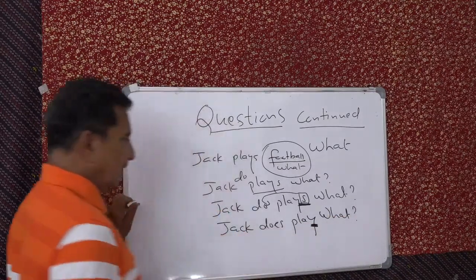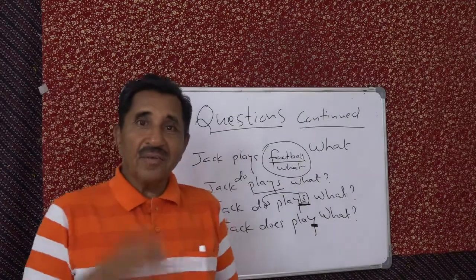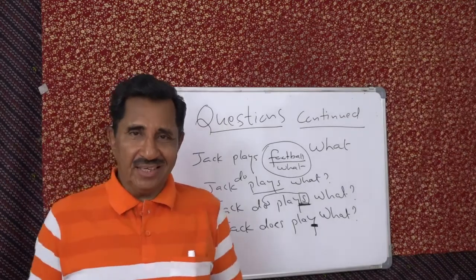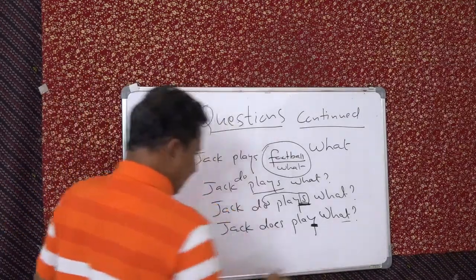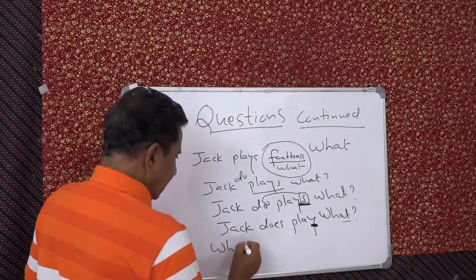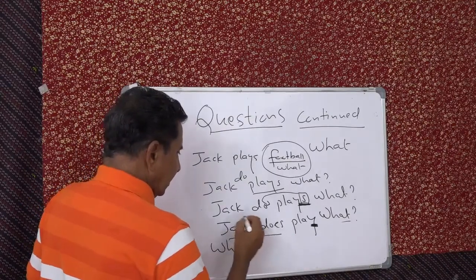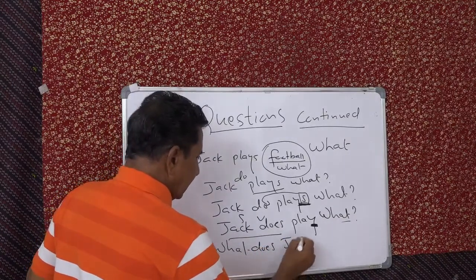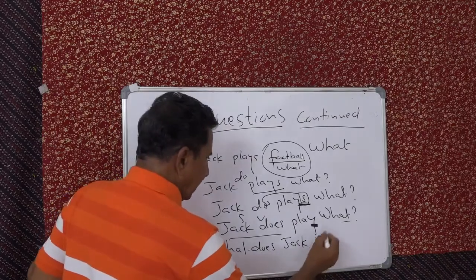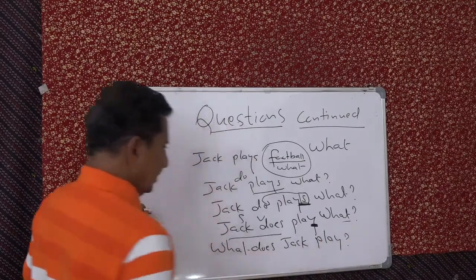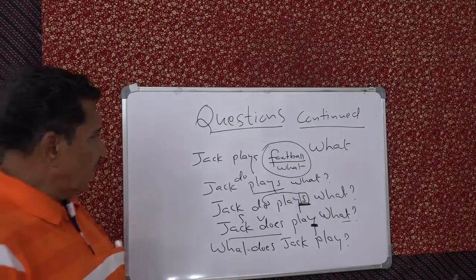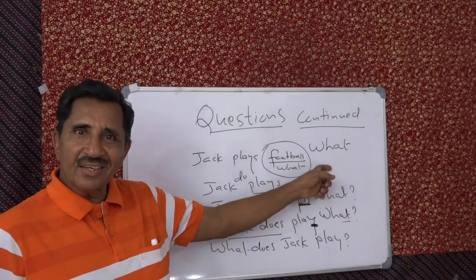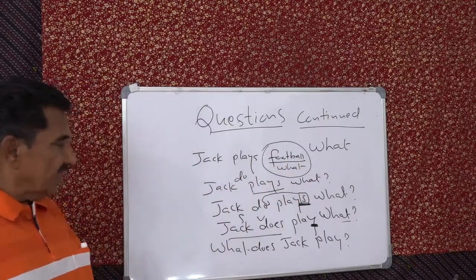And we have another rule. If there is a question word, the question should begin with the question word. So bring the question word here. What? Then subject verb. This is the subject, this is the verb. Verb does. What does Jack play? See that. What does Jack play? You will get the answer. Jack plays football. See that? Did you see this?